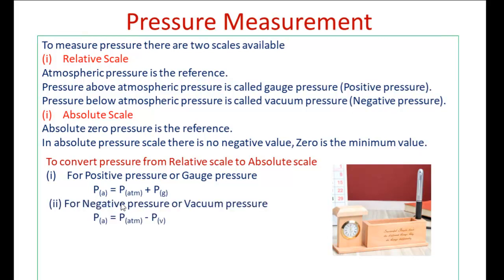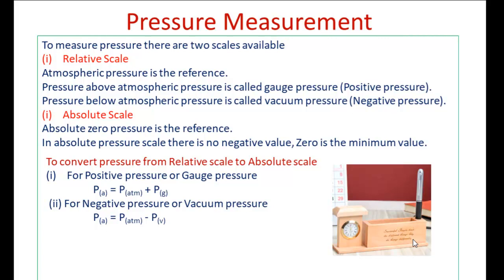If you want to measure the negative pressure or vacuum pressure, consider an eraser present vertically inside the pen stand. If I measure the top of the eraser from the top of the pen stand, let us say it shows 2 centimeters. That means the absolute value is 3 centimeters, because the total height of the pen stand is 5 centimeter, and from the top of the pen stand to the top of the eraser it is 2 centimeter. So the absolute height of the eraser is 3 centimeter.